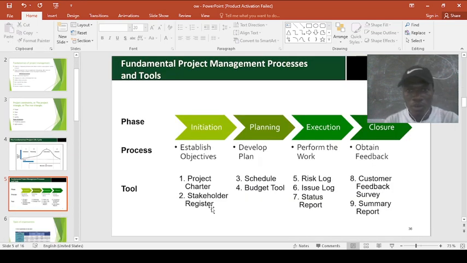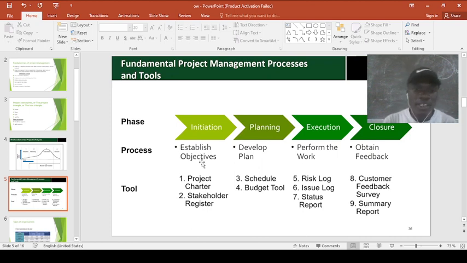So, the fundamental project management processes and tools. Here, in the initiation phase, this is where we establish the objectives of a project. These objectives should be SMART. Being SMART, we said it is specific, measurable, achievable, relevant, and time-bound.